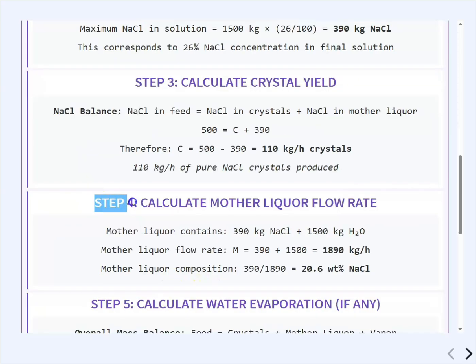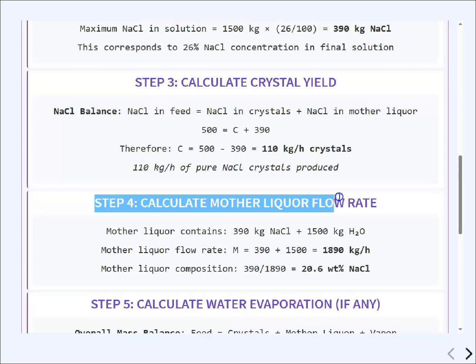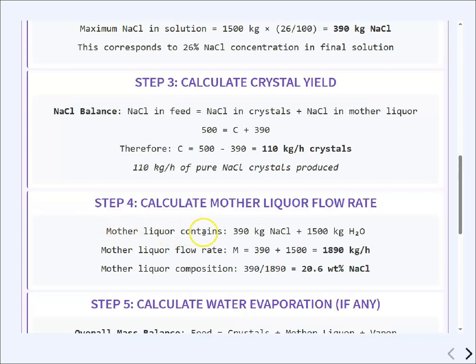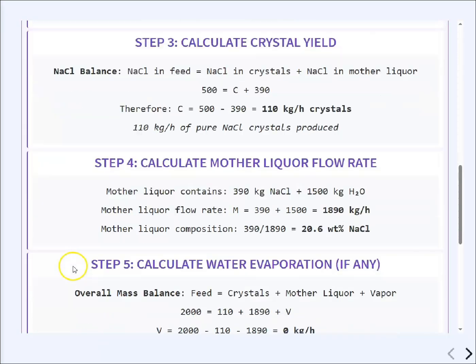That is step 4. Calculate the mother liquor flow rate. Mother liquor contains 390 kg of salt plus 1500 kg of water, giving us 1890 kg per hour total. The composition is 390 divided by 1890, which equals 20.6 weight% sodium chloride. Now step 5.